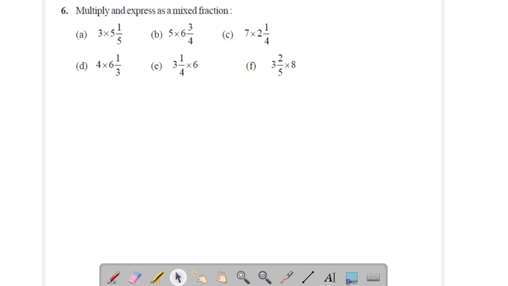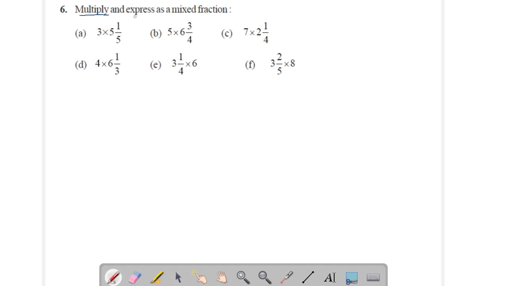Now come to question number 6. Multiply and express as a mixed fraction. See the solution. A part, it is 3 into 5, 1 upon 5.